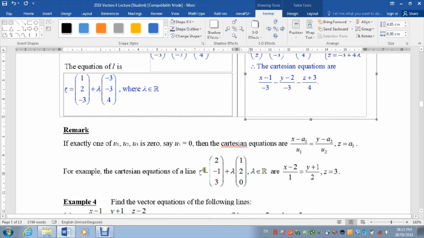And so an example is if you have a Cartesian equation of a line of this form, you notice u3 is 0. So instead of writing z minus 3 over 0, you should just write z equals 3.